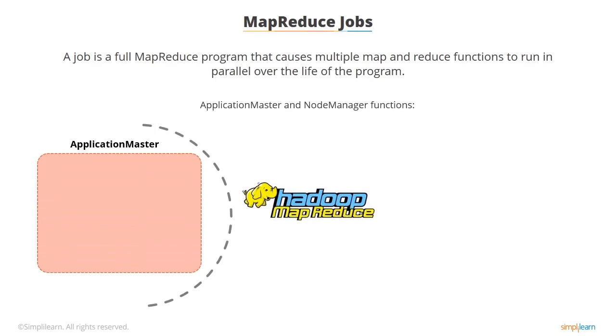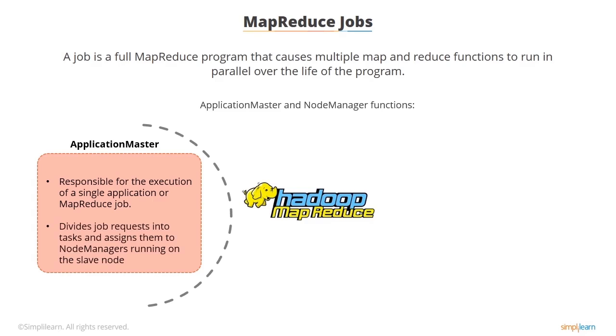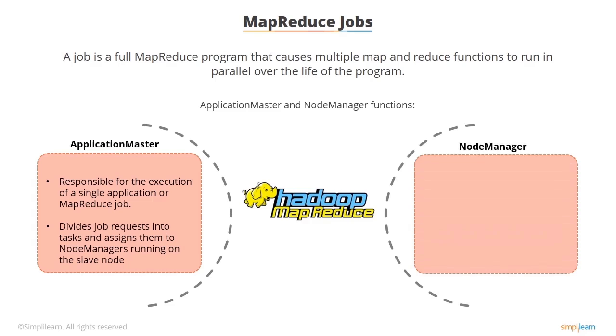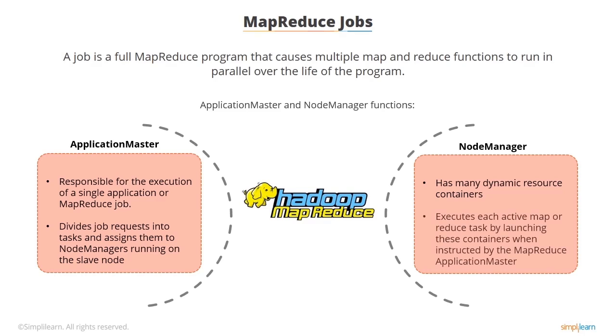The application master is responsible for the execution of a single application or MapReduce job. It divides the job requests into tasks and assigns those tasks to node managers running on the slave node. The node manager has a number of dynamically created resource containers. The size of a container depends on the amount of resources it contains, such as memory, CPU, disk, and network I/O. It executes map and reduce tasks by launching these containers when instructed by the MapReduce application master.